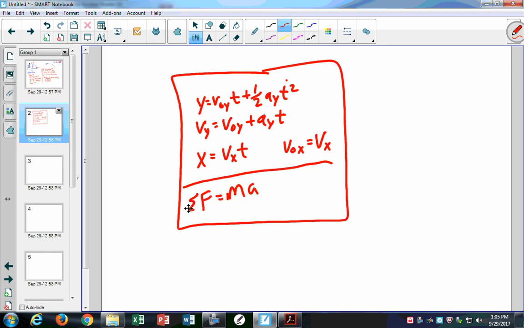The sum of the forces is equal to MA. Or if you want to be more specific, the sum of the forces in the x direction is MAX. The sum of the forces in the y direction is MAY. And then there's one last formula, and that's all we had, that the frictional force is mu times the normal force. And that's for static and kinetic. You just put an S or a K. So those are all the formulae that we have.